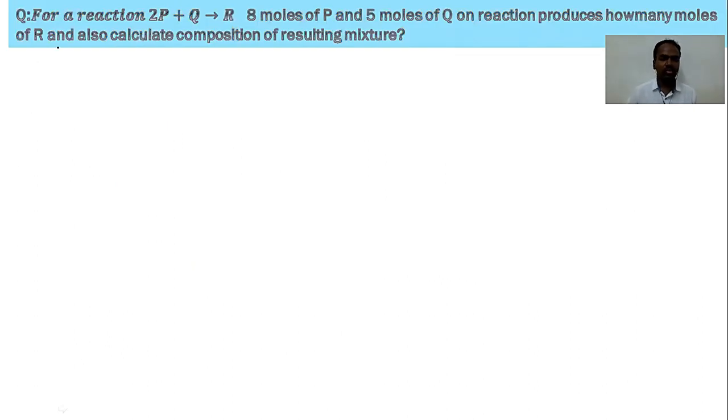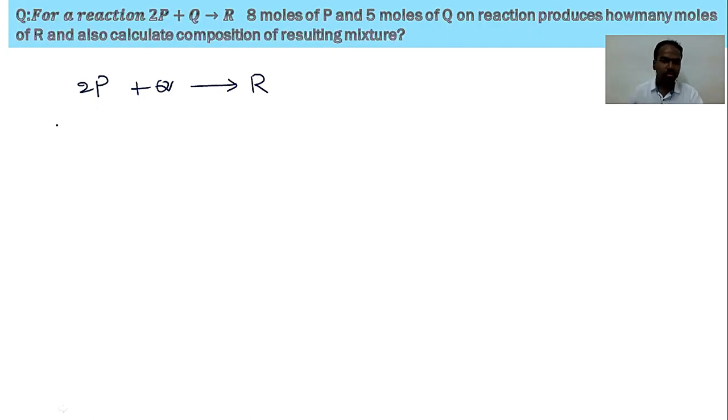See the question here. This is another way of asking limiting reagent questions. For a reaction, 2P plus Q gives R, 8 moles of P and 5 moles of Q react. How many moles of R are produced? Also calculate the composition of the resulting mixture, meaning the final reaction mixture. The equation given is 2 moles of P react with 1 mole of Q to form R.